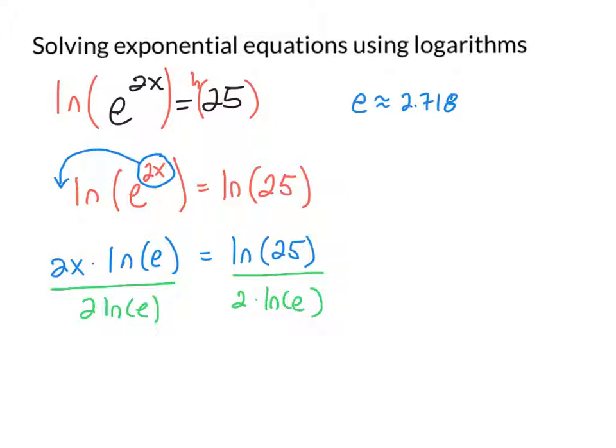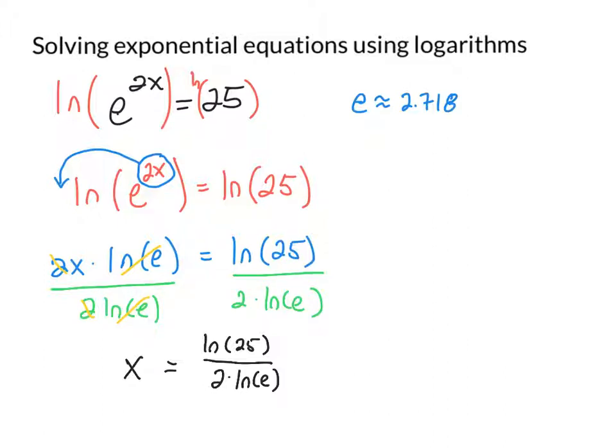What ends up happening is on the left-hand side, most of this stuff cancels out. So if we see here, my 2's are going to cancel, and then the natural log of e's are going to cancel, and I'm just going to be left on the left-hand side with x, and that's going to be equal to the natural log of 25 divided by 2 times the natural log of e.